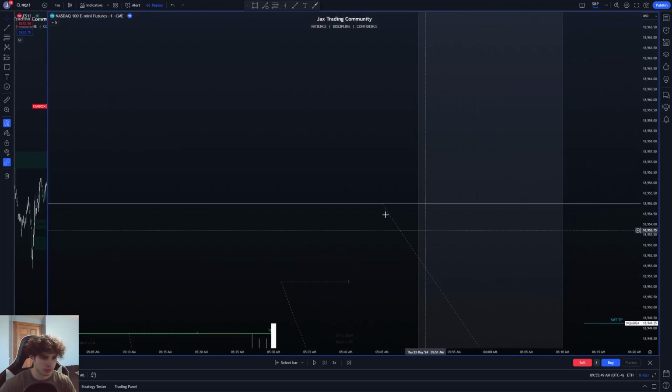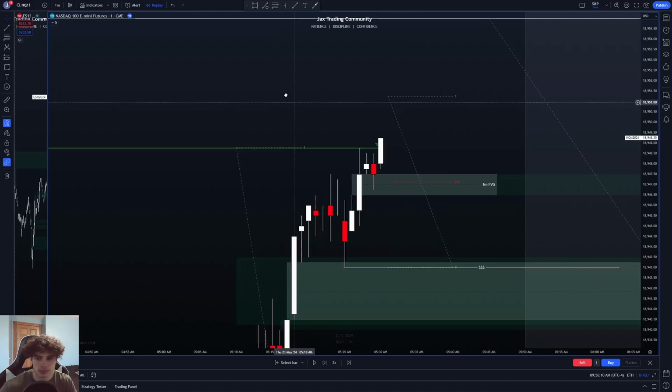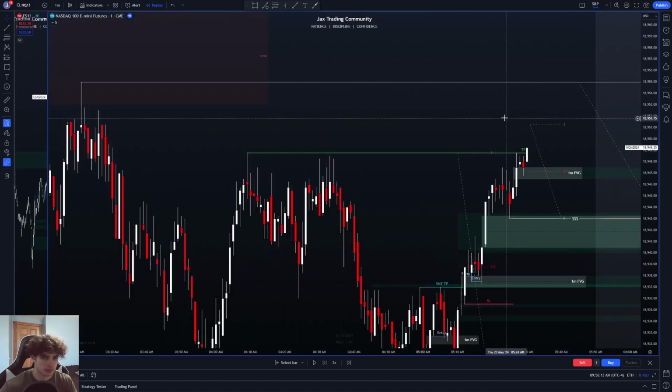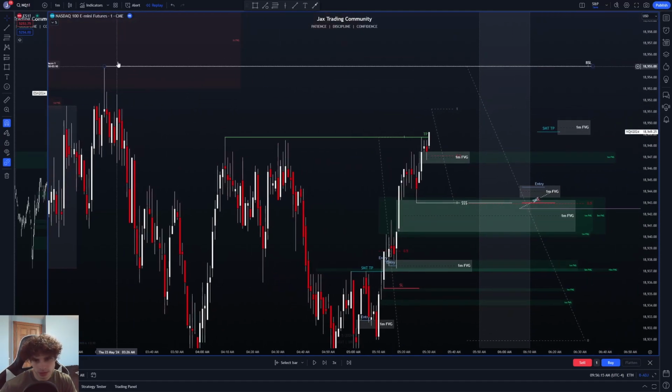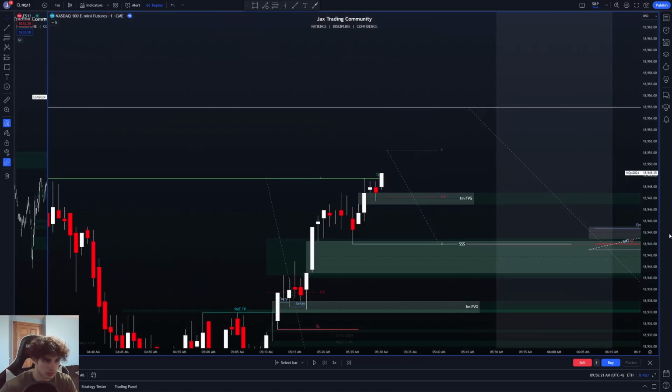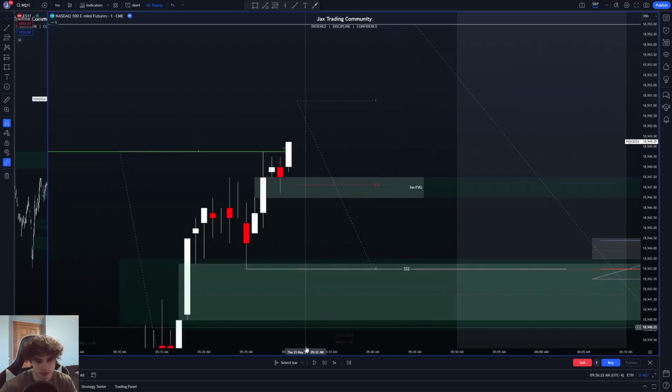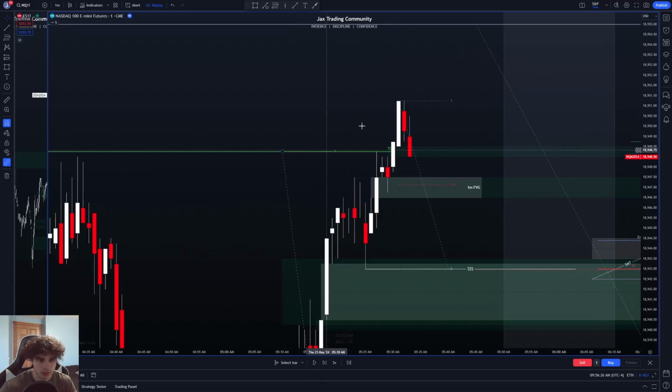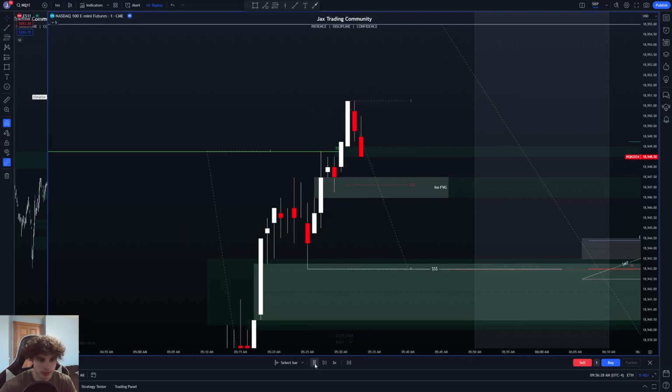And now I want to wait for some more structure. All right, so now I want to possibly see this high get taken. If this high gets taken, this fractal is completed. Right, it might not get taken, but it could. So we'll see what happens here. So go up a little bit. We're in another fair value gap.